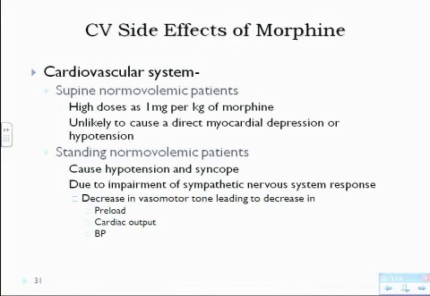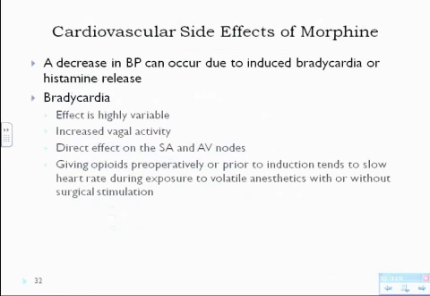So they tell you, well, what are the direct effects of morphine? There is none. It doesn't cause bradycardia. It doesn't normally cause hypotension. But indirectly, it suppresses sympathetics. A decrease in blood pressure can be induced by bradycardia or histamine release. Now, the bradycardia effect is highly variable. You really have to give a lot of morphine to somebody to cause bradycardia. Okay? Or the person could be in shock. It also has an increase in vagal activity and has some direct effects on the SA and AV node.